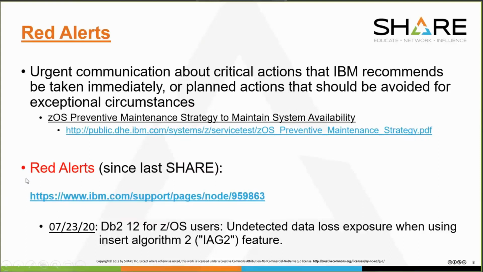Since the last SHARE conference, there has been one red alert, just this past week on Thursday, and specifically it's a red alert for Db2 12 for z/OS users, where you can encounter undetected data loss when using the IAG2 feature. Hopefully you're all subscribing to red alerts and getting alerted when they come out. But if you're not, when you go to this red alert link page on this slide, you can read about the red alerts that are currently out there, and you can also subscribe to get notified as new red alerts are issued.